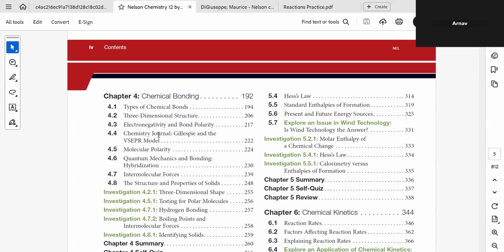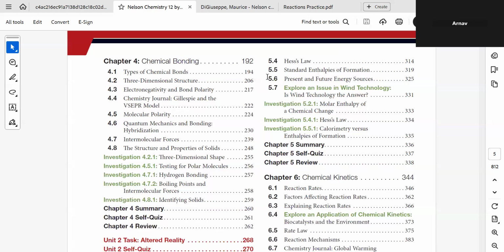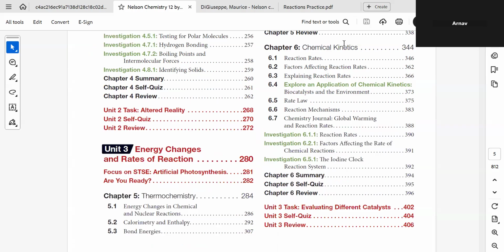We'll learn the Lewis structure and do the extended version of it, and then try to understand the different types of models and how the structures come in. After chapter 4, the next is energy changes and rates of reaction. We'll try to understand how energy and matter interact and how different rules are applied to it. Chemical kinetics: in this we'll try to understand how reaction rates can be calculated, whether the reaction is fast or slow, and what mechanisms are involved. That is part of chapter 6.